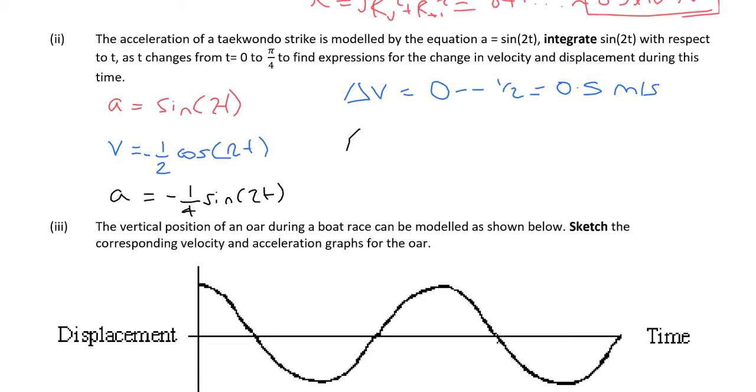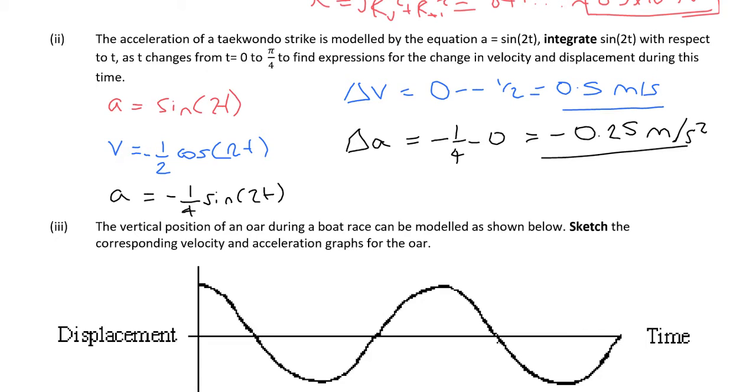Change in acceleration, put the values in. So if we put pi over 4 in there, we get sine of pi over 2, which is 1, so that's going to be minus a quarter, minus 0, which is what happens when you put 0 into sine. So the acceleration is actually going to decrease by 0.25 meters per second squared there. So these are our change in velocity and our change in acceleration.